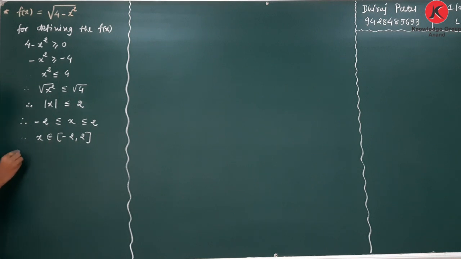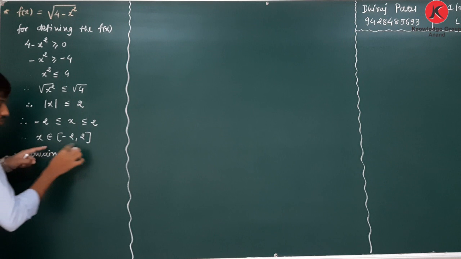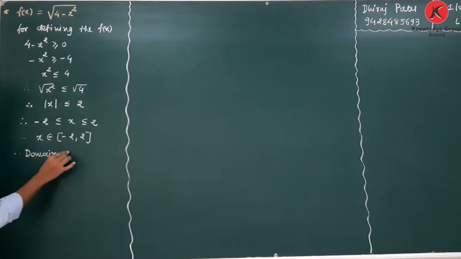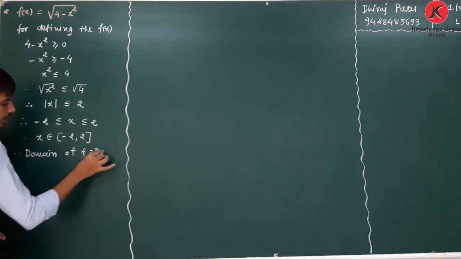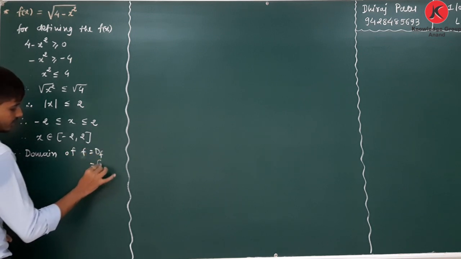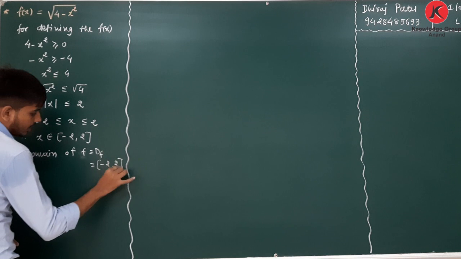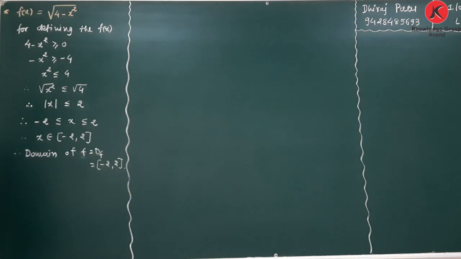Okay, therefore domain of f, the range of values of x that came is the domain. So domain of f which is equals to D of f, and to write its answer, -2 to +2. This is your answer of your domain.